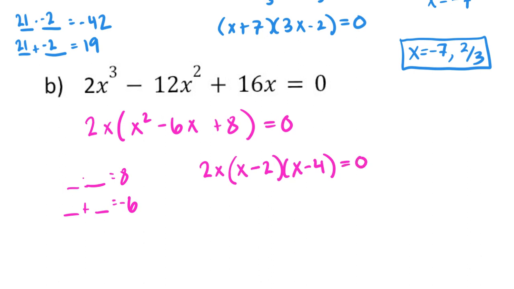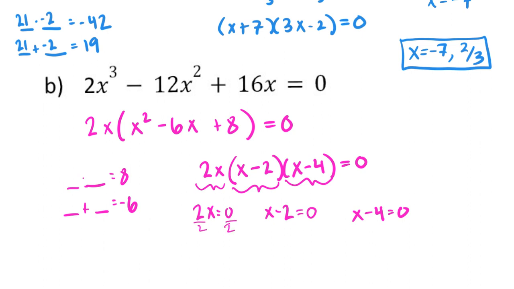Okay, once we have our factoring down, we want to set each of our factors equal to 0. So when is 2x equal to 0? When is x minus 2 equal to 0? And when is x minus 4 equal to 0? This first one, if we divide both sides by 2, we get x equals 0. If we add the 2 here, we get x equals 2. And if we add the 4 here, we get x equals 4.